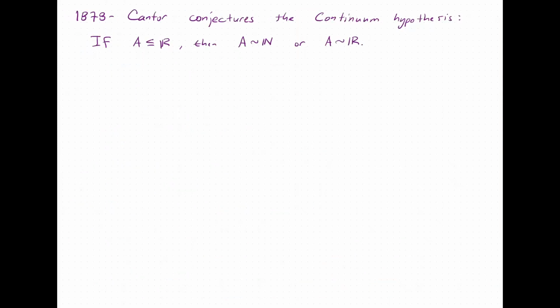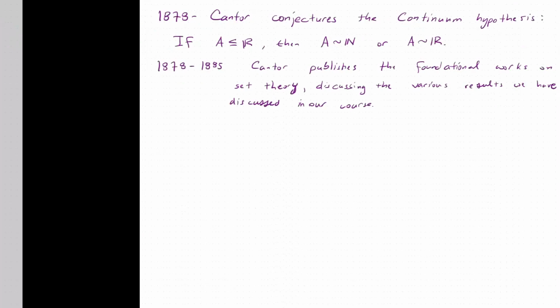A year later, Cantor conjectured the famous continuum hypothesis. What the continuum hypothesis states is that if A is a subset of the real numbers, then A is equinumerous to the natural numbers, or A is equinumerous to the real numbers. So we'll discuss this conjecture further, but let's move on.